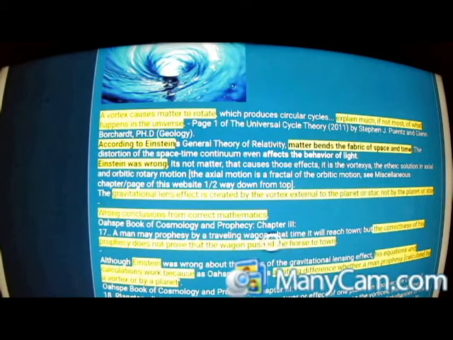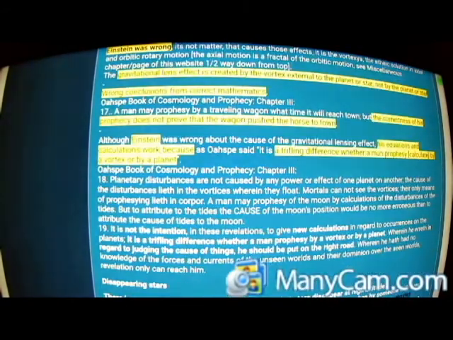Although Einstein was wrong about the cause of the gravitational lensing effect, or the gravitational effects, his equations and calculations work because, as Oahspe said, it is a trifling difference whether a man prophesy, in brackets I put calculate, by a vortex or by a planet. Oahspe Book of Cosmology and Prophecy, Chapter 3, verse 18.